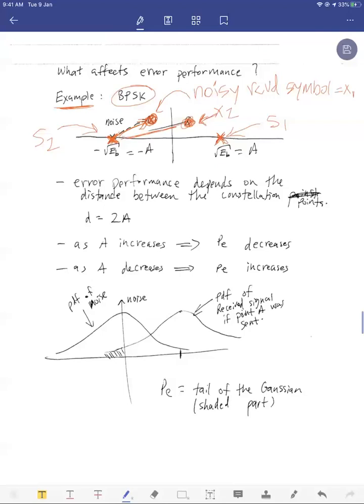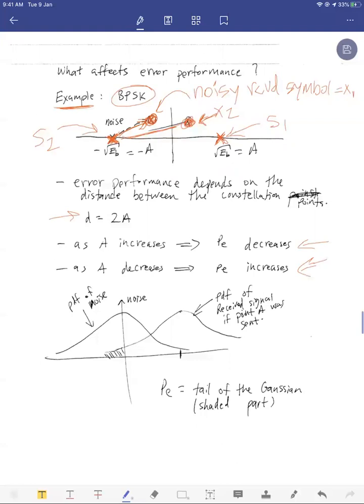So we see that in the simple example, the error performance depends on the distance between the constellation points, right? In this instance, the distance is just 2A, because S1 is at A and S2 is at minus A. And we see that as A increases, error will decrease. And as A decreases, the error will increase. Okay? So this is the first thing I want you to see. And in fact, if you can understand this, you actually understand almost all of demodulation.